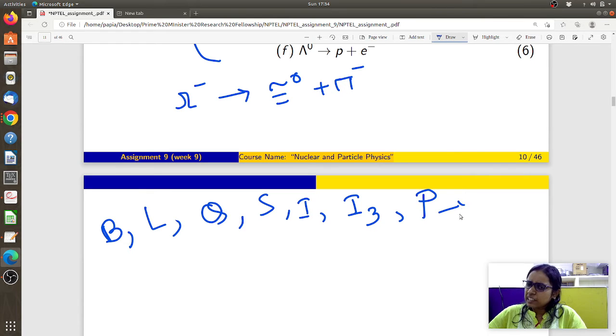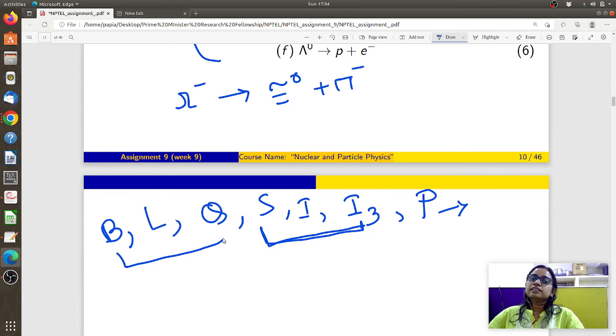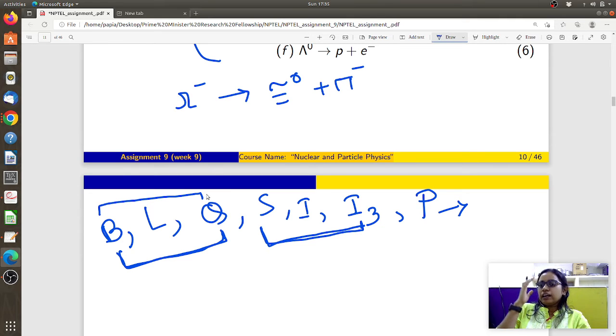But P is not that important here. Only S, I, I3, these three are very important for knowing the nature of any nuclear interaction, and whether it is possible or not can be said by these three quantum charges. So for each and every nuclear reaction, at first we have to search whether B, L and Q are conserved or not. If any nuclear reaction does not conserve B, L or Q, then immediately we can say that this nuclear reaction is not allowed.